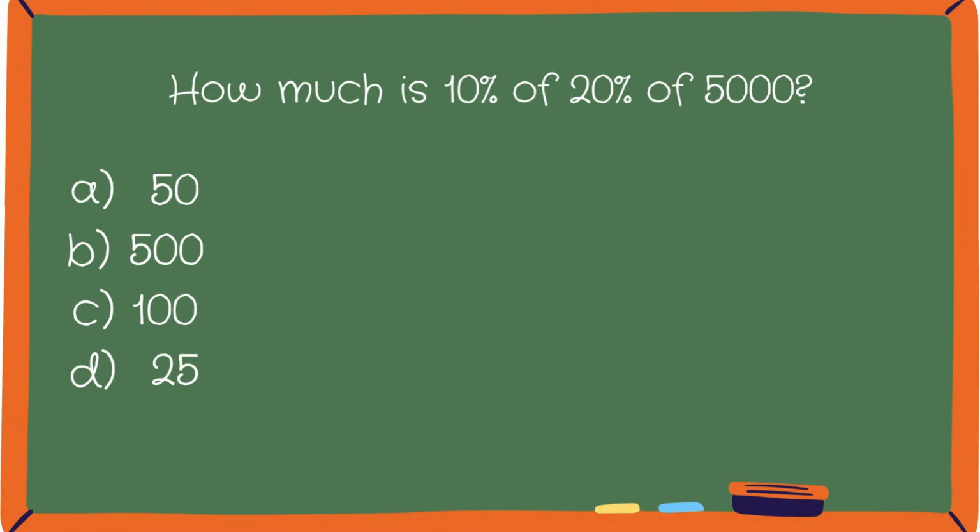10% of 20% of 5,000 is alternative A, 50, B, 500, C, 100, or D, 25. What will your answer be? I want us to go make the video now. Try it and write your answer in the comments so I can see if you got it right or not.